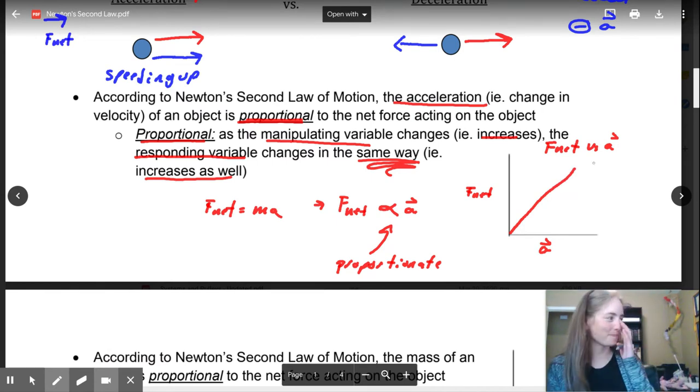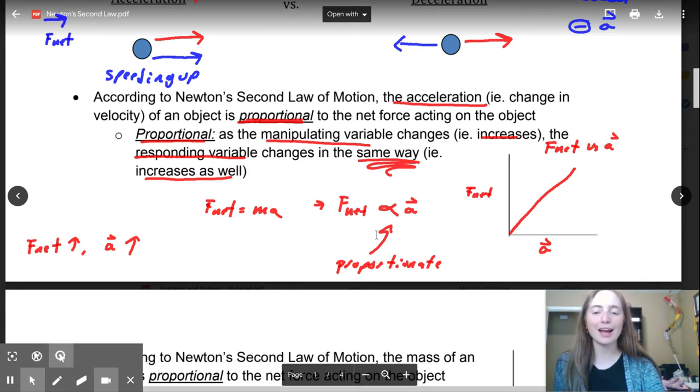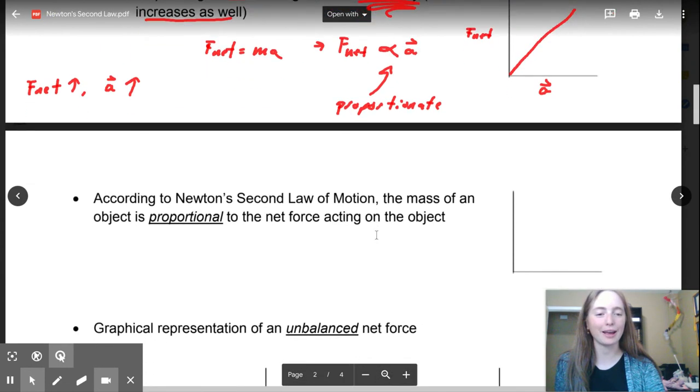Okay? All right. So what this means, as your F net increases, your acceleration is going to increase. Okay? Sounds good? Okay. So let us look at another way that we can also look at this graphically.